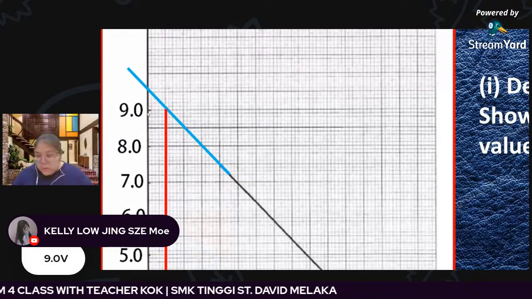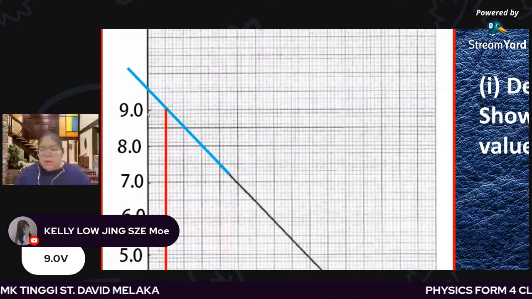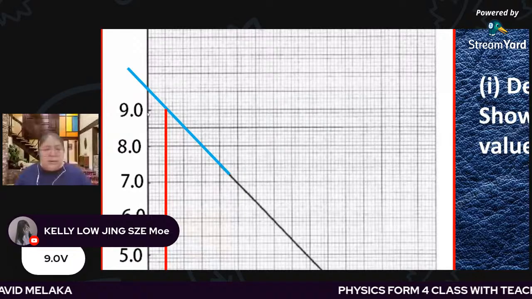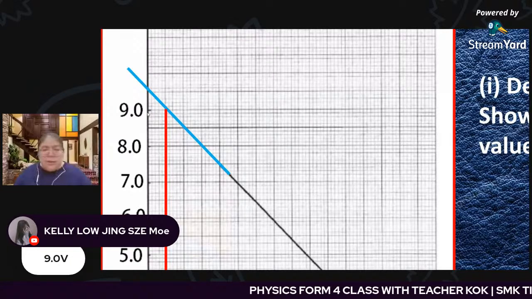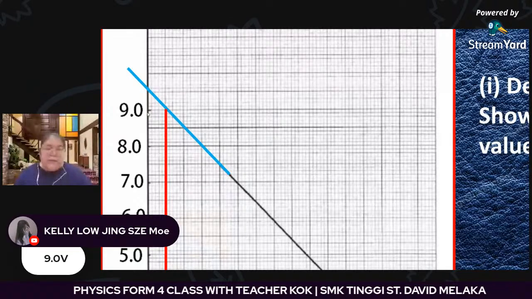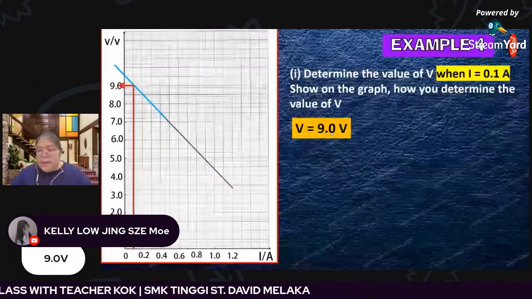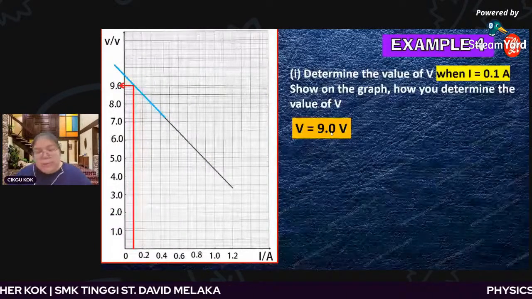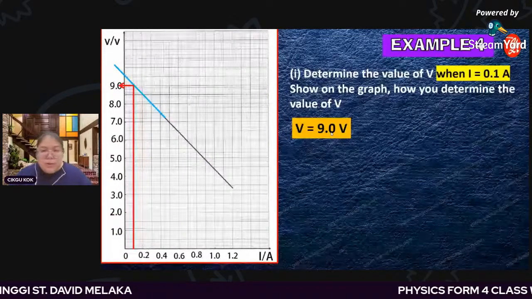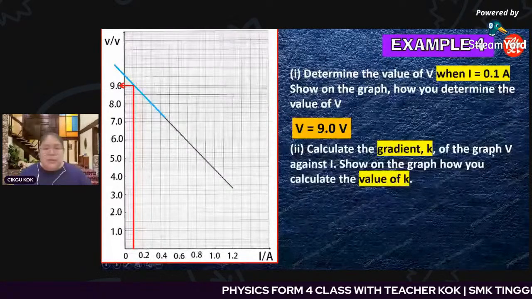Okay, the Kelly answer they show here already. The answer is 9.0 volt. If you write 9 volt, is still okay. They're still correct. Many of you forget unit. Forget unit, they will minus your mark. Then we continue. Calculate the gradient of the graph.